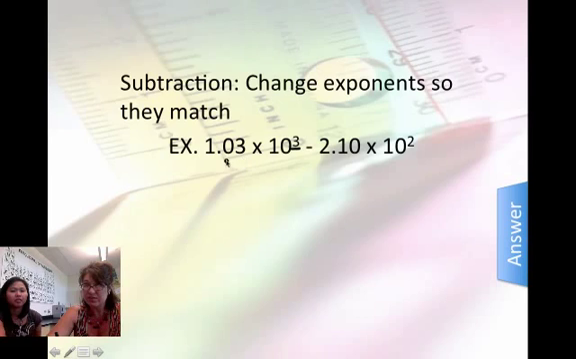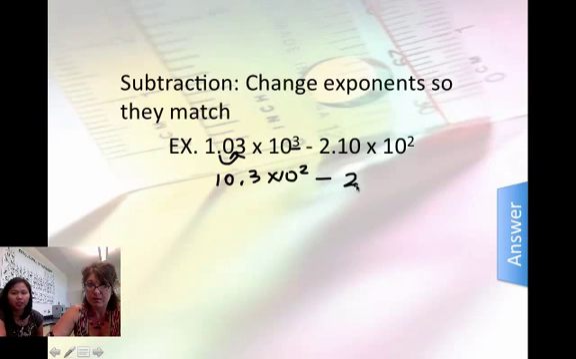So to reduce it, we move to the right. Yes. So move that over. It becomes 10.3 times 10 to the power of 2, minus 2.10. I'm going to check that. Okay, and I'm going to do the subtraction.